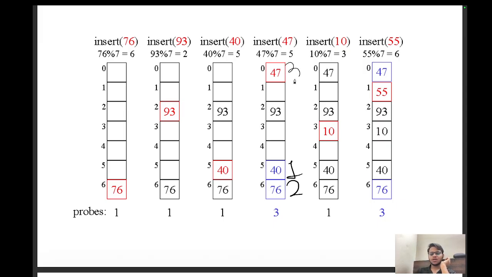So we got the third probe here. In total, we have taken three probes, one, two, and three, to store the element 47 into the hash table.